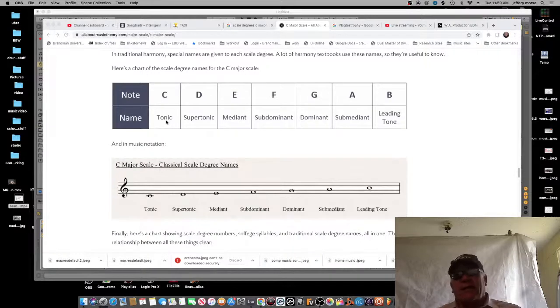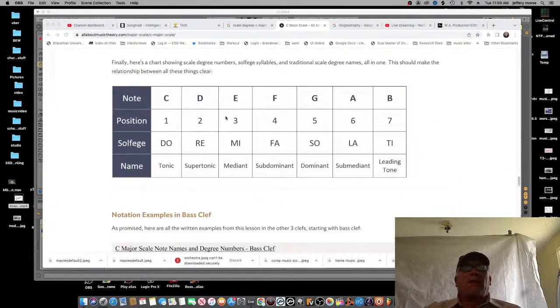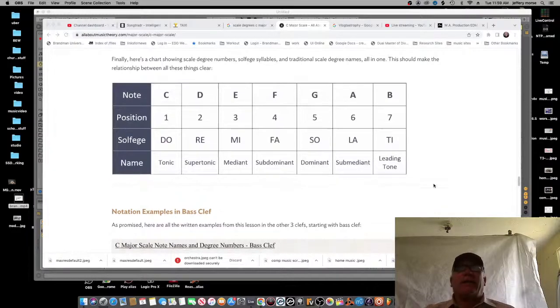The reason I call this leading tone is because it never works right unless you know how to use it. So it leads you into the tonic. It says, I have to go somewhere. And then you're happy, right? All right, so here we go. 1, 2, 3, 4, 5, 6, 7. Do, re, mi, fa, sol, la, ti, do. Tonic, supertonic, mediant, subdominant, dominant, submediant, and leading tone.